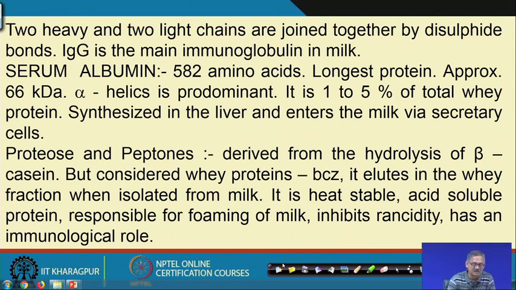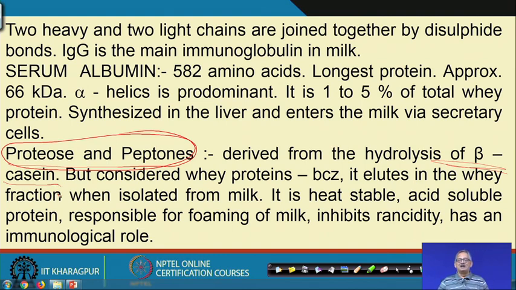Then other proteins like proteose and peptones, right? Again, from the word protein, it sounds similar. Proteose and peptones are derived from the hydrolysis of beta casein. We have seen alpha S1, alpha S2, beta and gamma caseins are there. So, here from the beta casein by hydrolysis, the proteose and peptones are prepared, or synthesized. This is also considered as whey protein. Though it is made from the hydrolysis of beta casein, still it is in the family of whey protein, not in the family of casein, right?